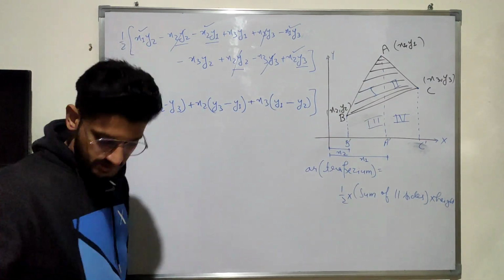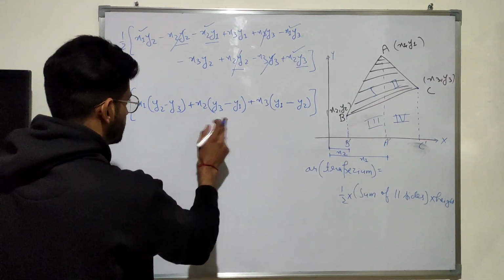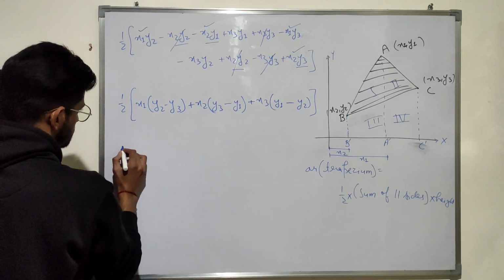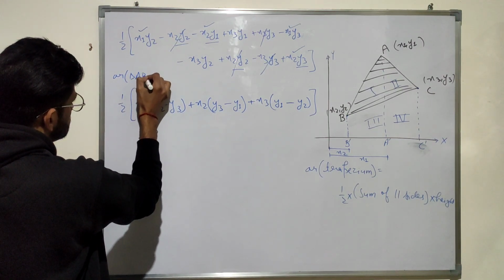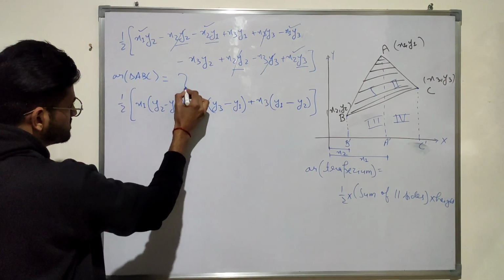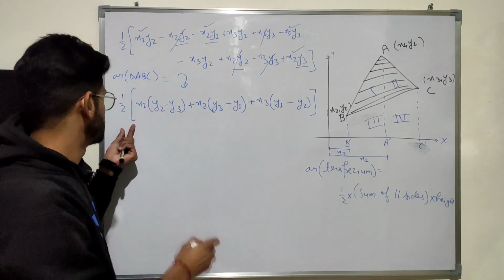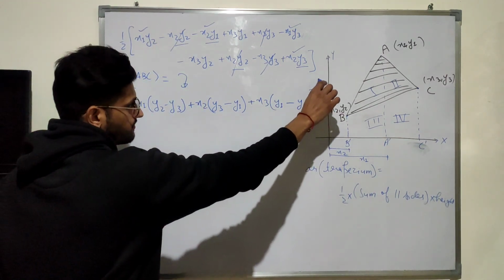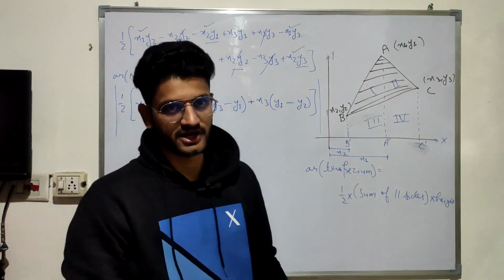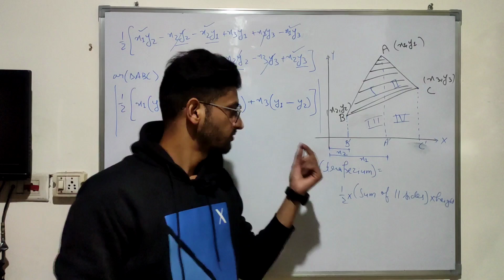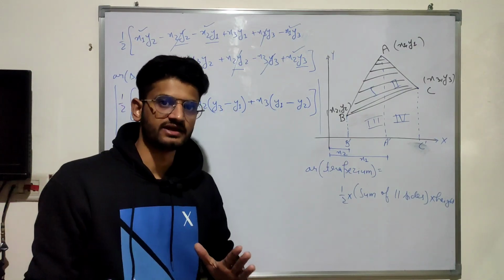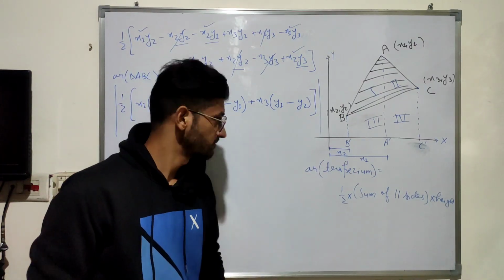So what we have got as the result is the area of triangle ABC. Area of triangle ABC is going to be half of, and we will apply modulus also because it is area, so area cannot be negative. After we are done with the calculation, we will take the modulus so as to make the area positive, because area is not going to be negative.